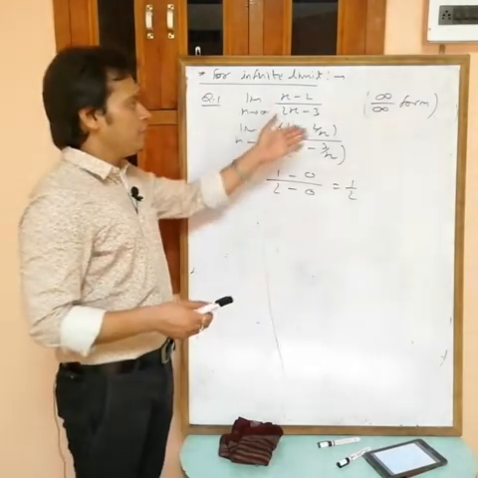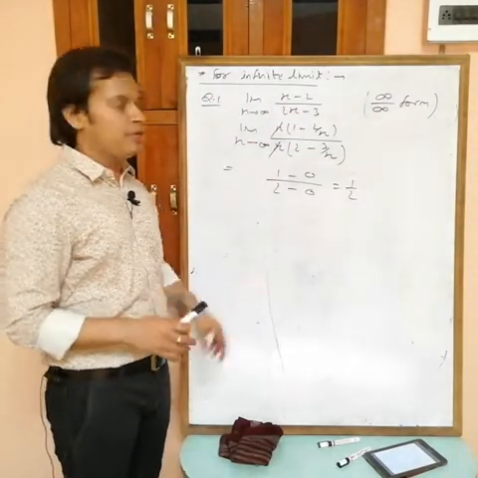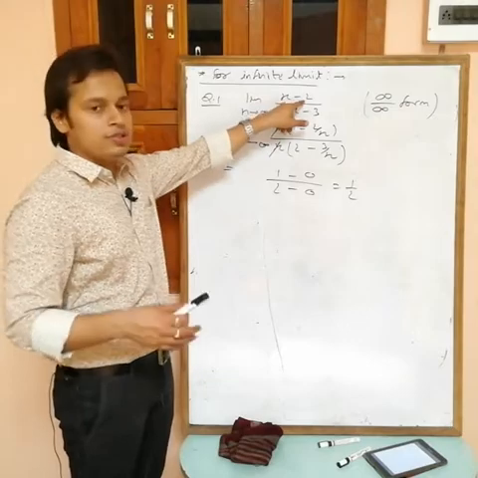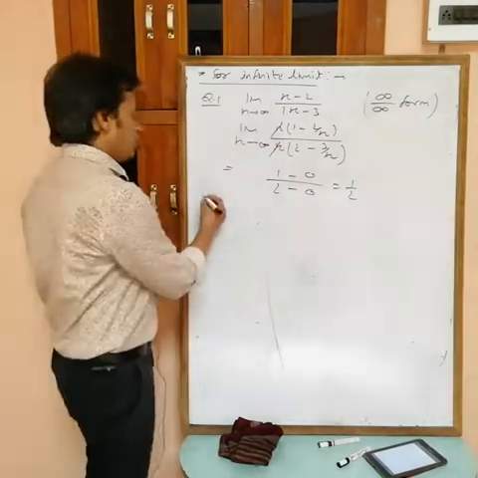If you use L'Hopital for infinity by infinity, you will also get 1 by 2. The derivative of x is 1, the derivative of this one is 0, the derivative of this one is 2. So 1 by 2. Okay. Question number 2.